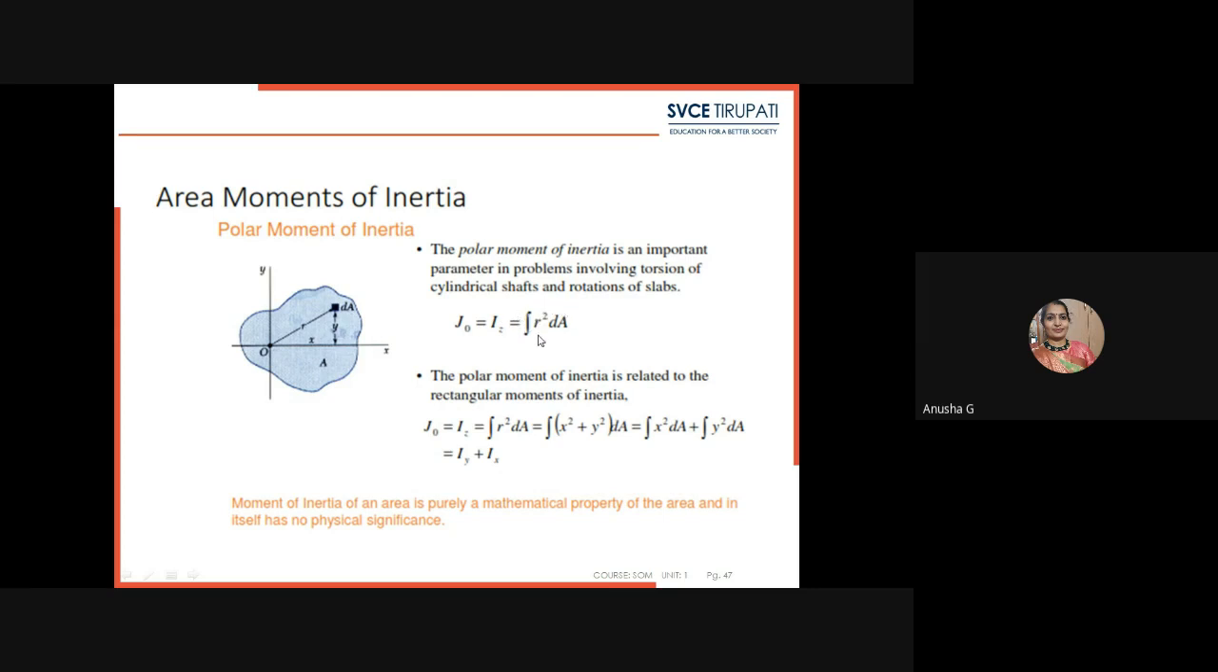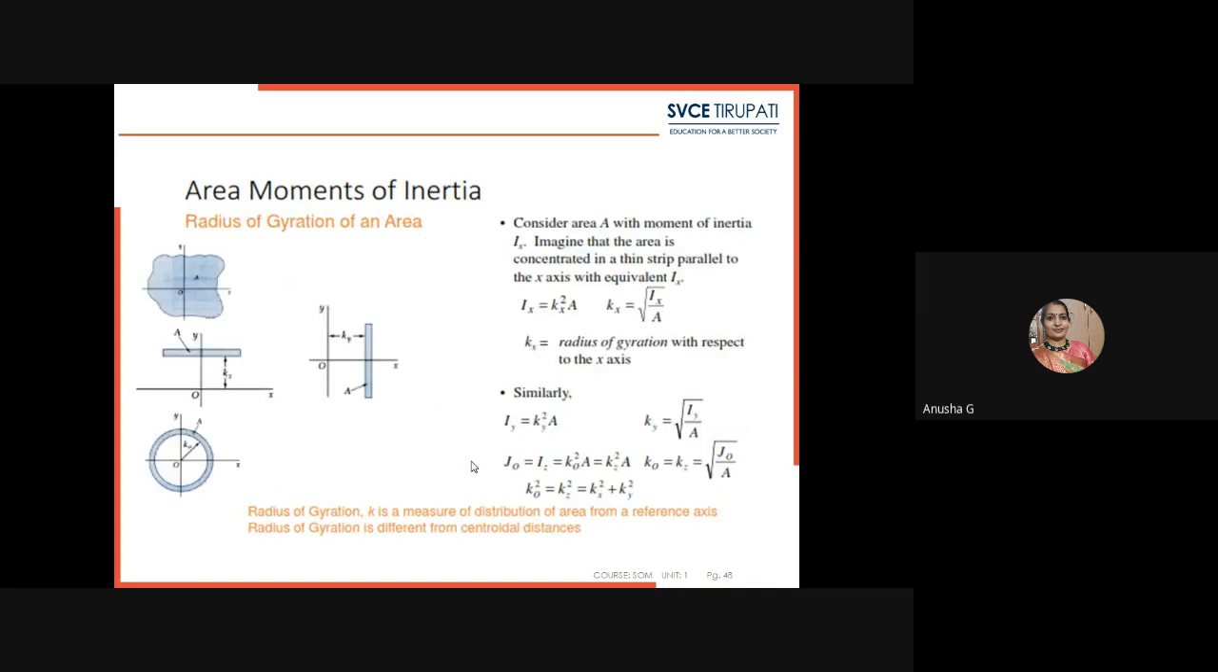And then the polar moment of inertia is related to the rectangular moment of inertia. The rectangular moments of inertia give us Ix plus Iy. The moment of inertia of an area is purely a mathematical property of the area and itself has no physical significance here. There will be some different directions observed here. What is meant by radius of gyration? For 2 marks and for bits they will ask the radius of gyration.